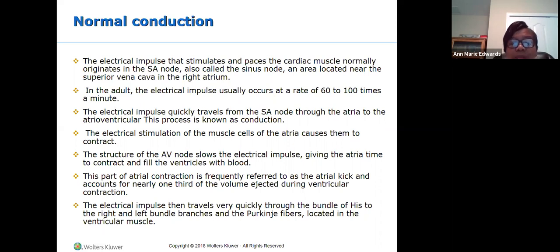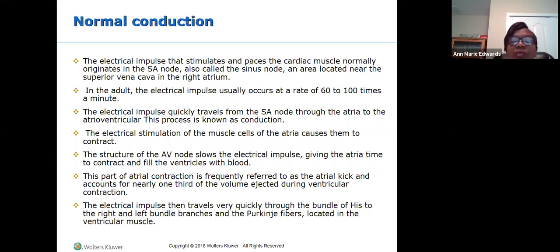In the adult, the electrical impulse usually occurs at a rate of 60 to 100 times per minute. And thus your normal heart rate is about 60 to 100 beats per minute. The electrical impulse quickly travels from the SA node through the atria to the atrioventricular node. And this process is known as conduction. The electrical stimulation of the muscle cells of the atria causes them to contract.